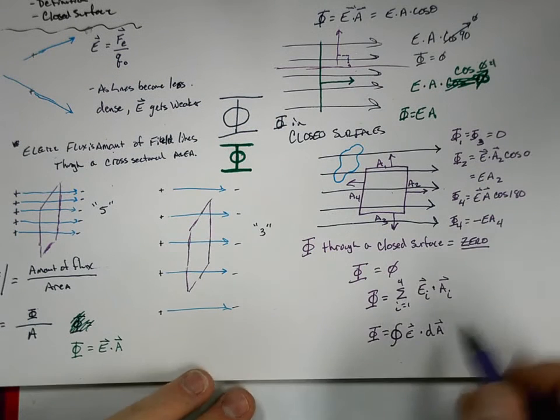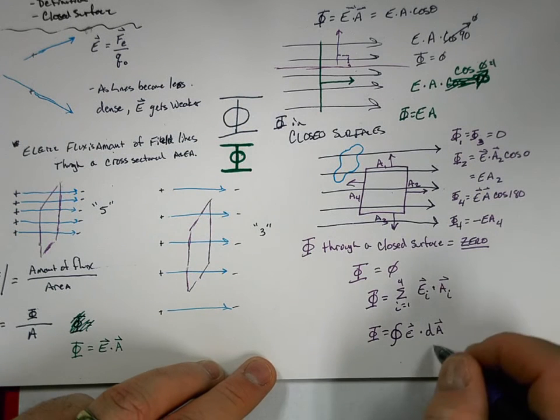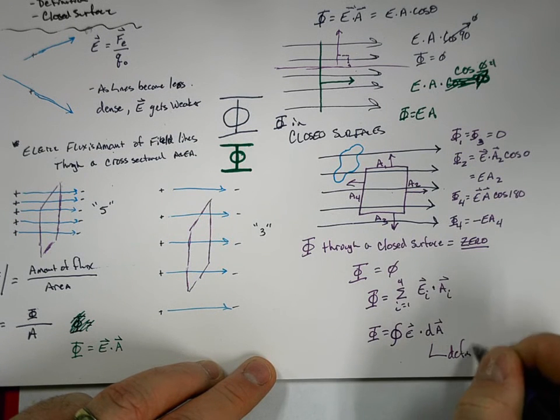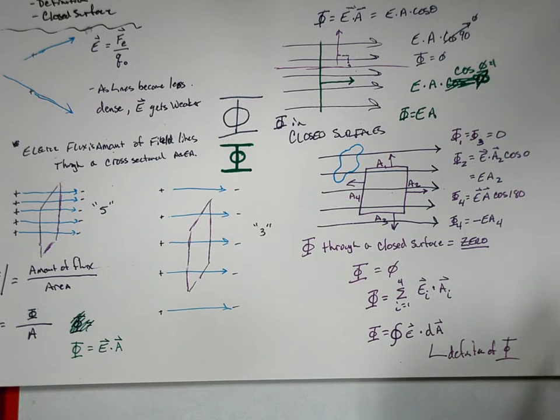So this then is the definition of our flux, over a closed surface. The amount of flux passing through a closed surface is equal to the integral of E dot dA. So it doesn't change? Well, in a closed surface it equals 0, but if it's not a closed surface, then you still do the integral.